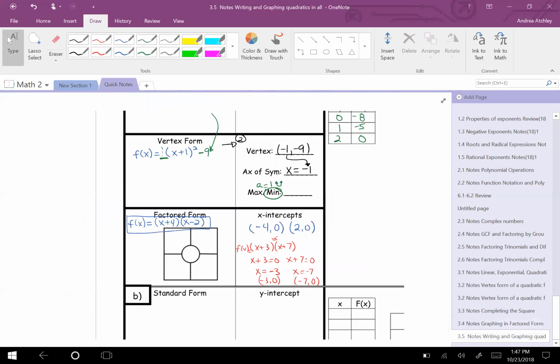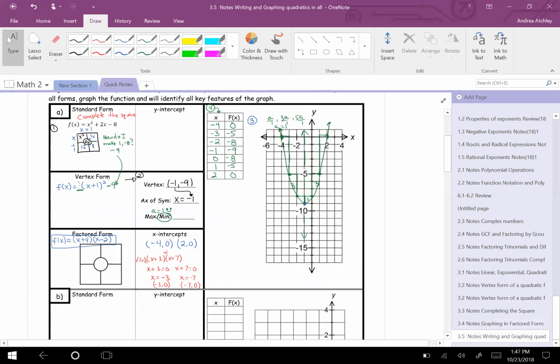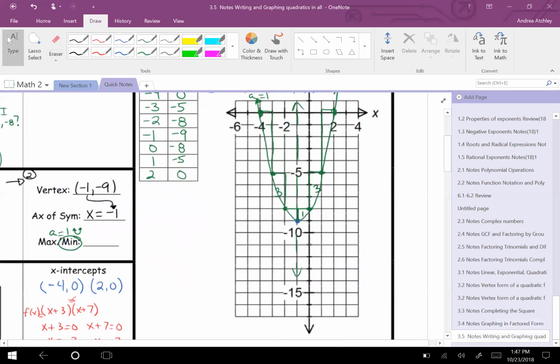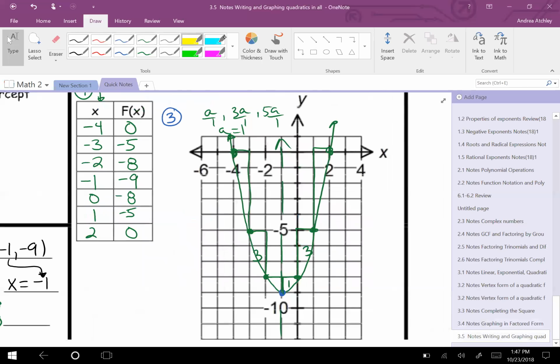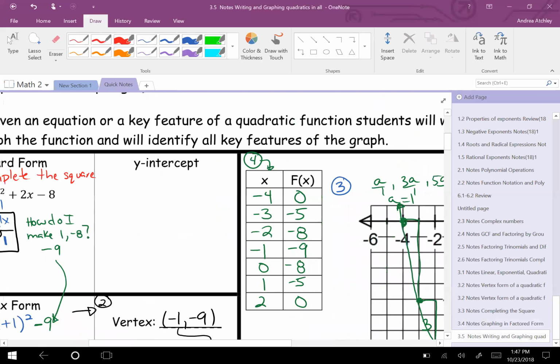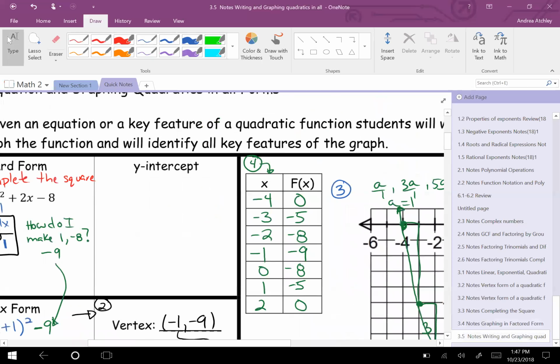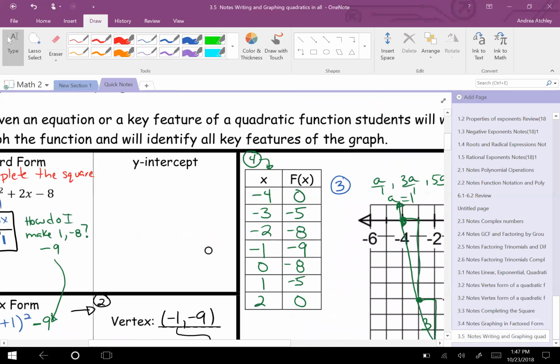Okay, I'm getting close. Is that all the things that I found? Oh, y-intercept. Where does it cross the y-axis? Close. Where does it cross the y-axis? -8. So my y-intercept is 0 for x and -8.